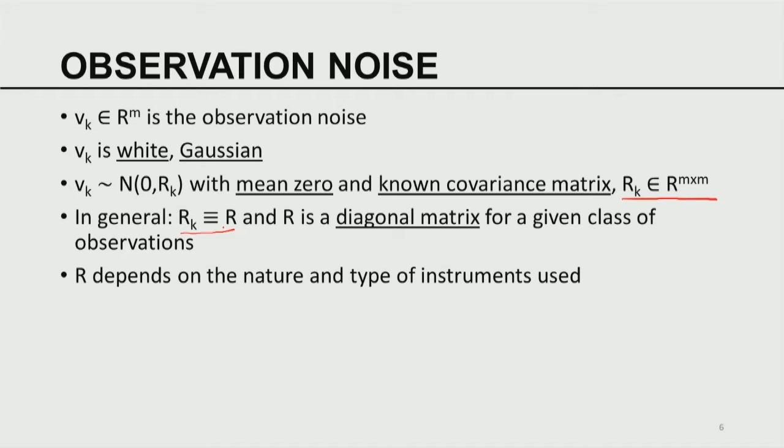One further simplification is that Rk is a diagonal matrix for a given class of observations. So what does this mean? I have Zk as my observation. Zk is a vector which is Zk1, Zk2, up to Zkm. So what is it that we are going to assume? Zk1 has its variance, Zk2 has its variance, Zkm has its variance, but Zk1 and Zk2 are uncorrelated. That means that the ith component of the observation and the jth component of the observation are uncorrelated, not correlated.